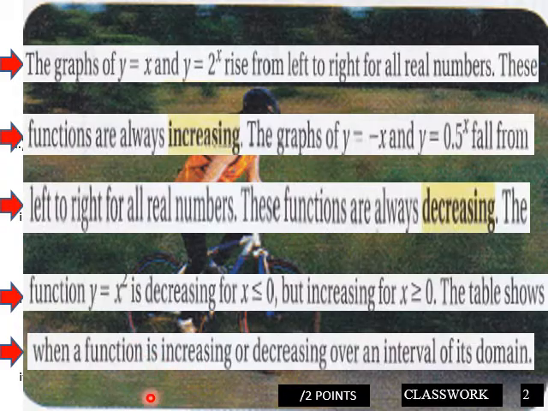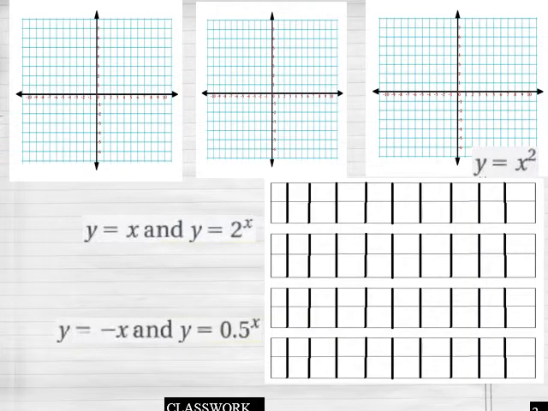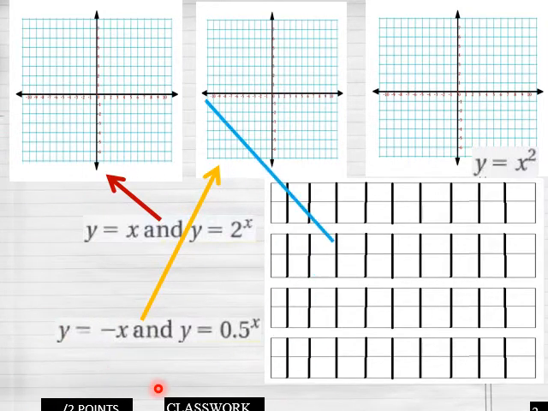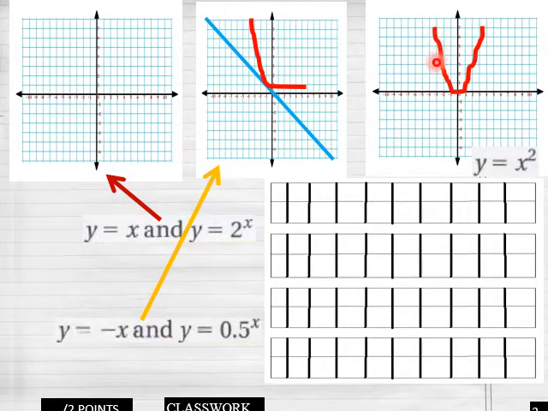The table shows when a function is increasing or decreasing over an interval. So for this, y equals x, y equals 2 to the x, and then we have those others here. Go ahead and graph those. Here's the graph. y equals x here. And then y equals 2 to the x is like that. And then here is y equals -x, and then y equals 0.5x would go like this. This would be this graph here. Okay, then here is y equals x squared.